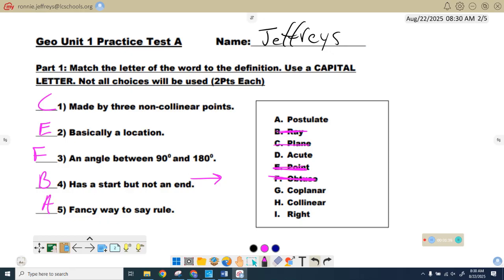Postulate. Now, some of y'all are like, I may have written it down. I've got to go back and check the receipts of video evidence where I said that a postulate is basically a fancy way to say rule. Okay. Now, if these are 2 points each, that's an easy 10 points right off the bat. Okay, easy 10 points.